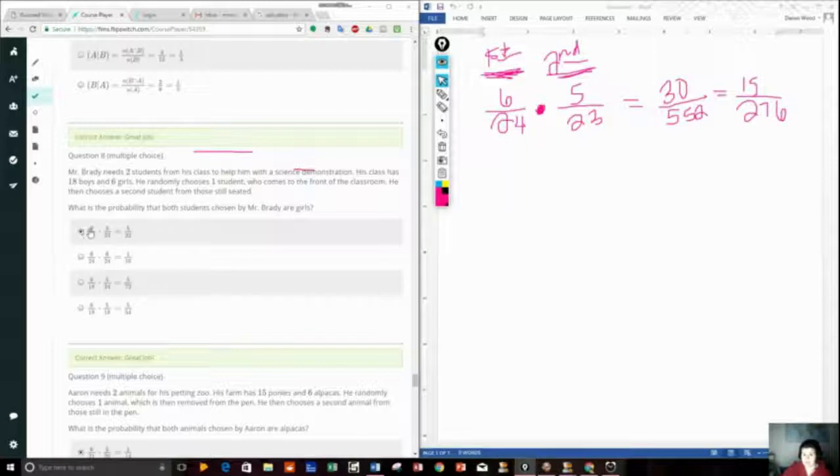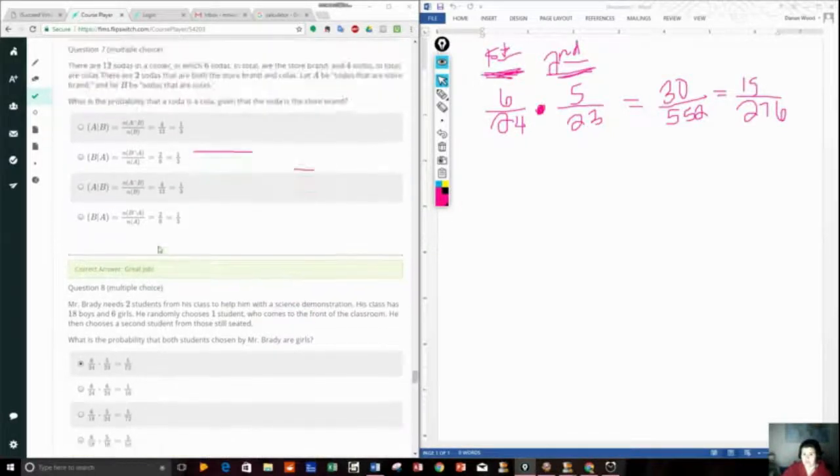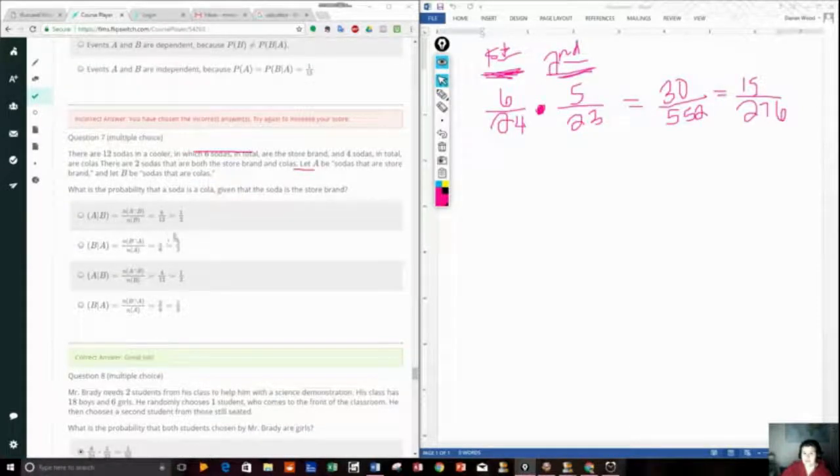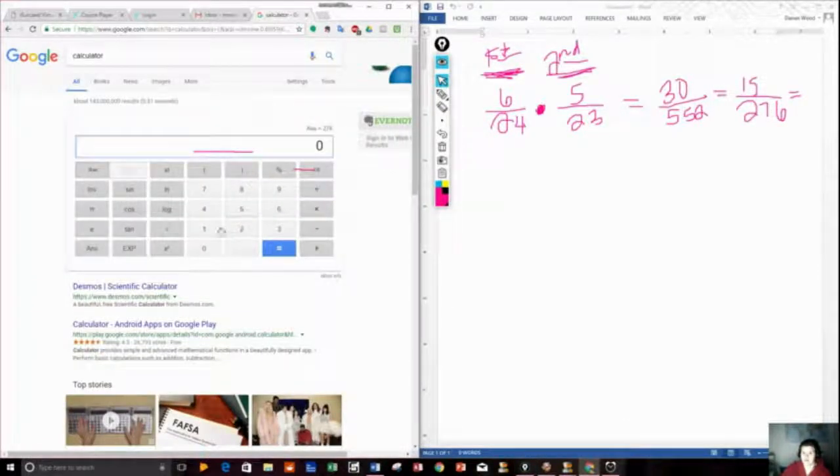My work is the same though, 6 out of 24 times 5 out of 23. So that would reduce down. I'll just show you for a second. 15 divided by 3 is going to be 5, and 276 divided by 3 is going to be 92.